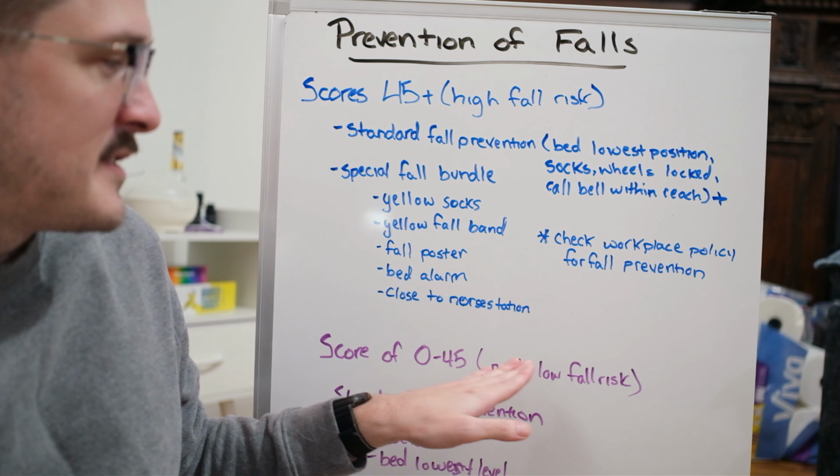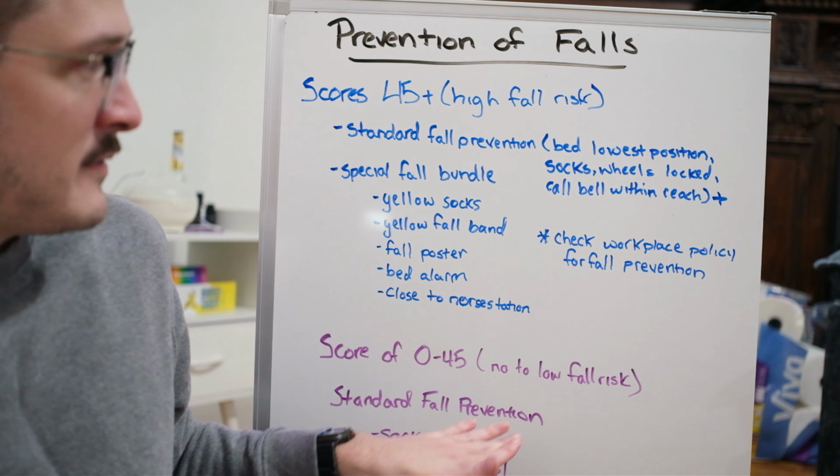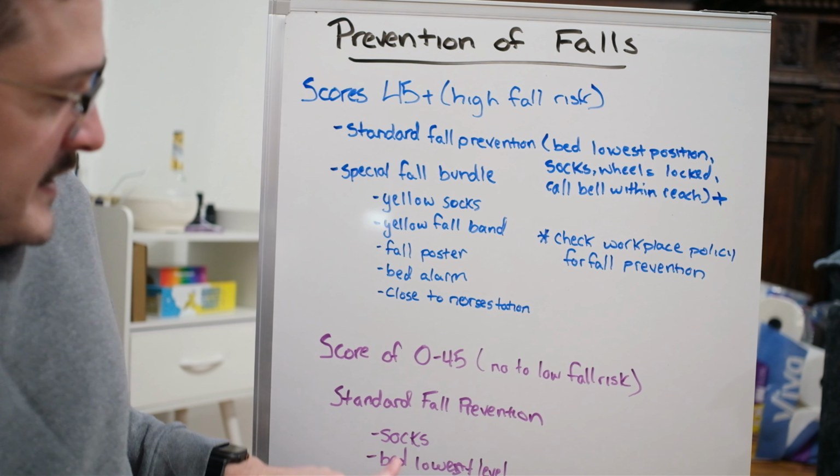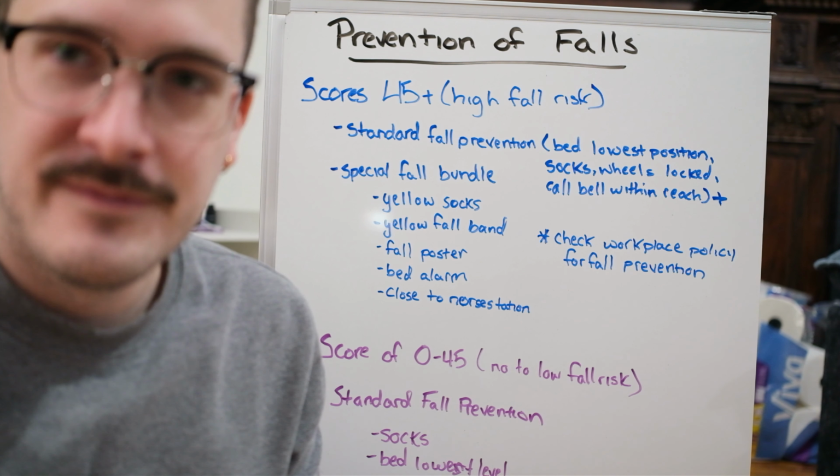Also, for scores of 0 to 5, so no to low fall risk, they get the standard fall prevention, which was listed above: socks, bed at the lowest level, and the wheels locked.